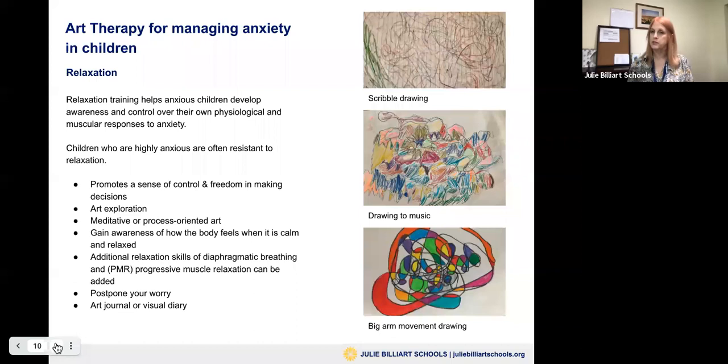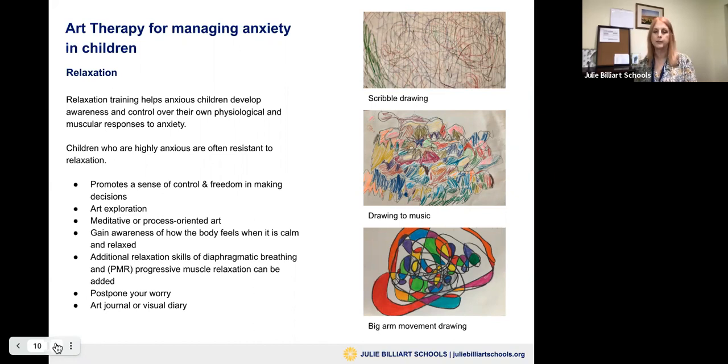Drawing to music was something Holly and I did during the COVID pandemic, when everyone was sent home and we were online, just to make sure that the kids were listening to music and kind of drawing what they heard. And again, even though everyone listened to the same song, every drawing that we got back was different because kids are processing things in their own way.